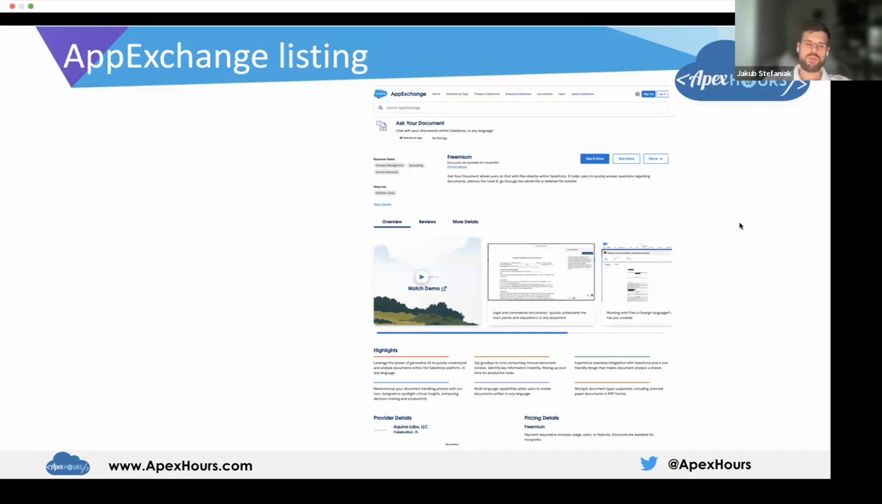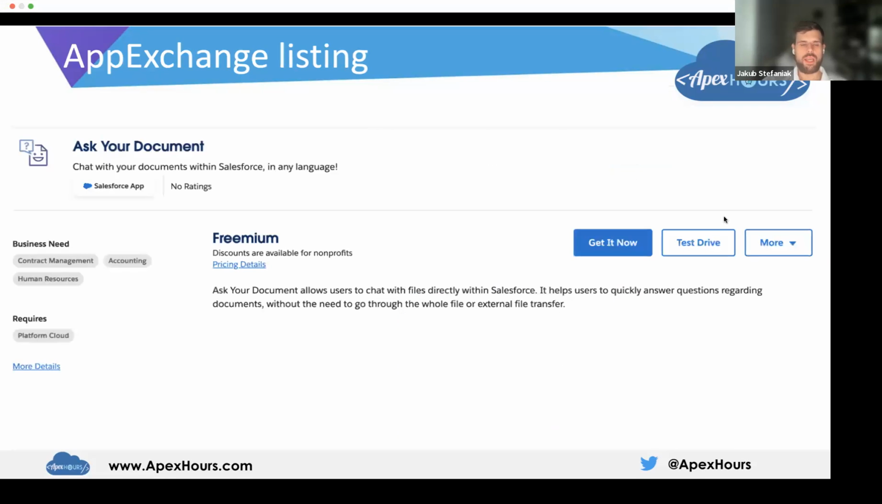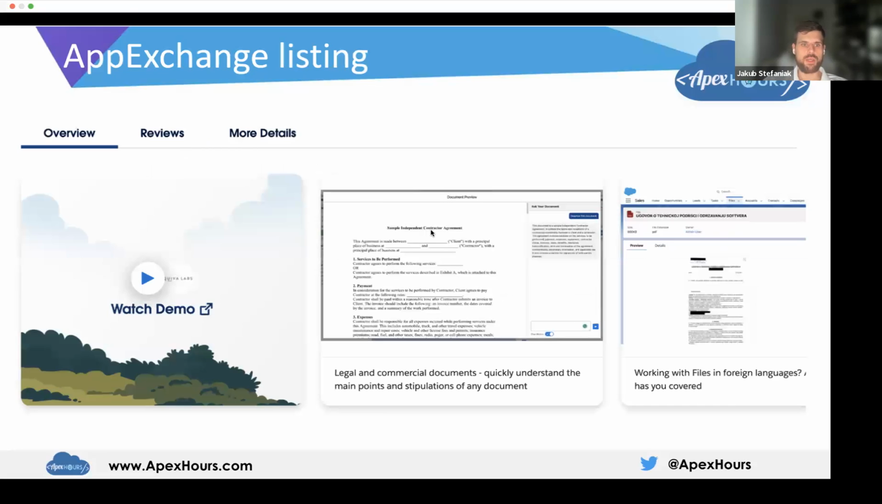So I suppose you've been on the AppExchange already many times, and you know more or less how it looks on the high level, but let's take a look a little bit closer. As the example, I have here a listing from Ask Your Document, and at the top of the listing, you can define a short text summarizing the app. Chat with your documents within Salesforce in any language. Then we have information about your pricing. So is it paid? Is it free? In this case, as we see, it's a freemium. So we have information that we can install it for free. And then probably there are some features for which we are going to start paying.